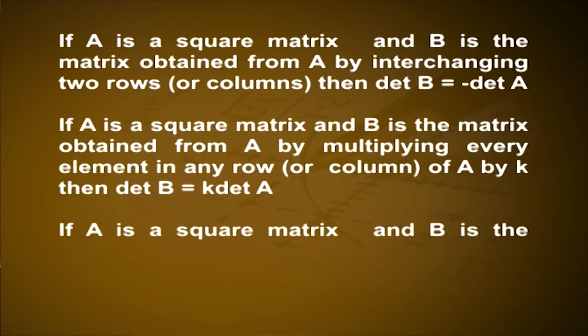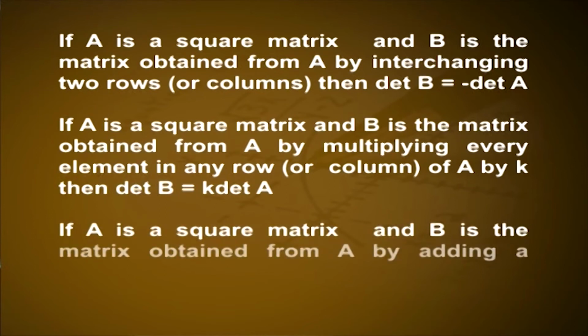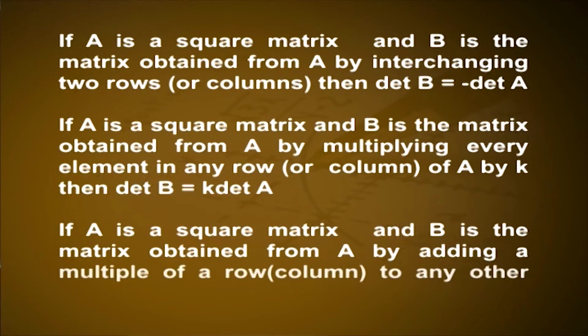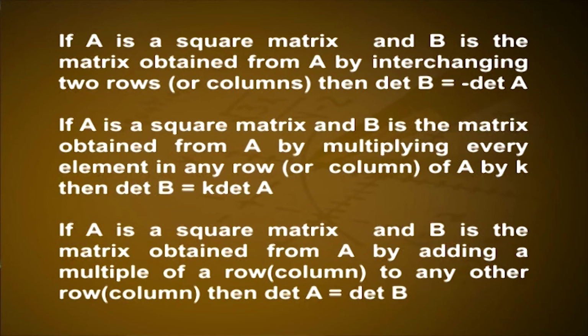If A is a square matrix and B is the matrix obtained from A by adding a multiple of a row or a column to any other row or a column, then determinant of A is equal to determinant of B. In view of these properties of determinants, we have the following result. If the determinant of a matrix is 0, then its row or column equivalent matrix also has the determinant 0.